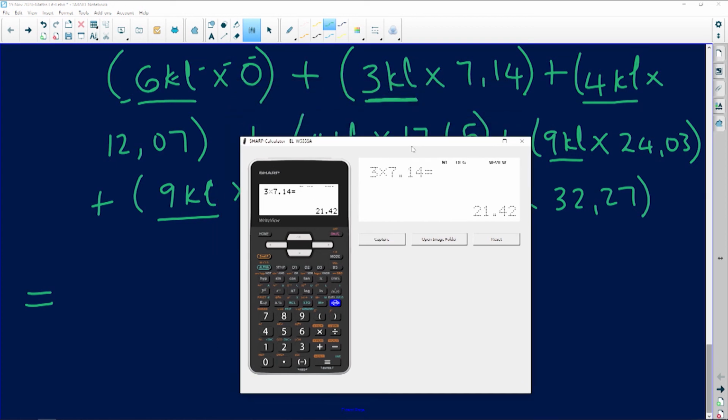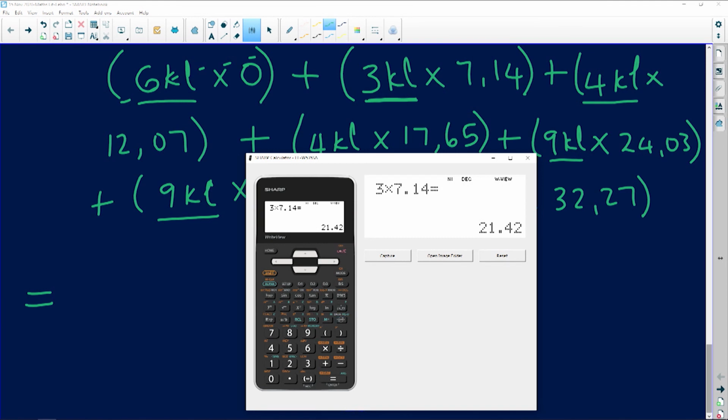Actually, I feel like putting it all in my calculator. Let's see what's going to happen if I put it all in the calculator, because I can see what all of it is looking like. Okay, so it's going to be 3 times 7.14, just to save on time, plus 4 times 17.65. If you do this with your calculator, please make sure you're putting in the correct values, because you don't want to lose marks because you've left something out. Guys, you want to get these marks. These are, for me, really, really simple marks that you should not be leaving out.